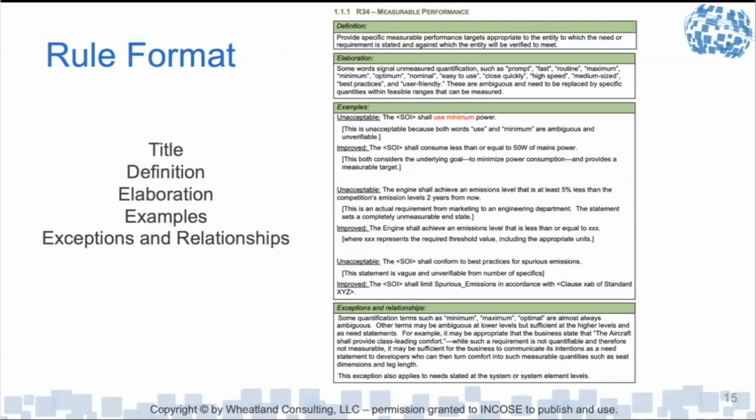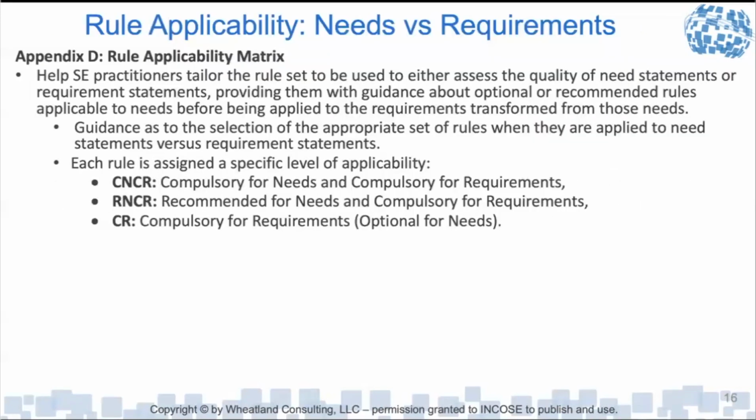It's really about communication. Something that's new was developed by the reuse company in Spain and included as Appendix D, which we talk about as a rule applicability matrix to help practitioners tailor the rule set to be used either to assess the quality of needs statements or requirement statements, providing them with guidance about optional or recommended rules applicable to needs before being applied to requirements to inform those needs, and the guidance as to the selection of the appropriate rule set to be used. And this is important for a lot of tool vendors that are developing NLP, AI kind of tools to help craft requirements as a digital system.